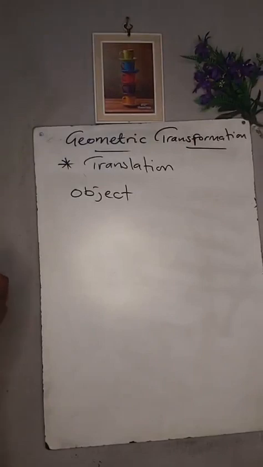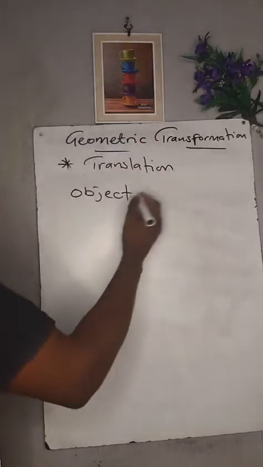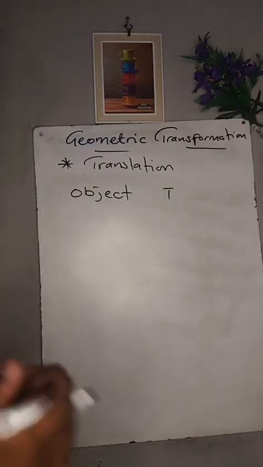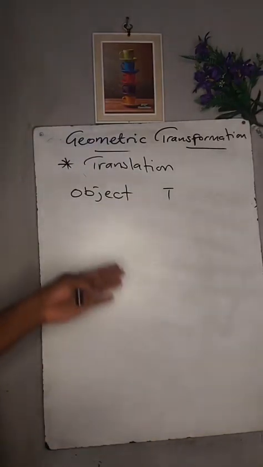to its image or to its new position. All right. So that translation is denoted by T, a capital T. So how to find the image of an object?